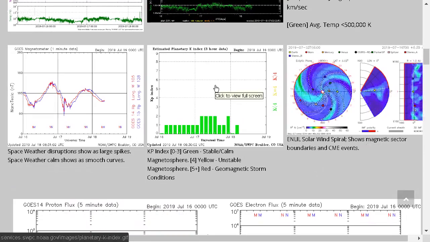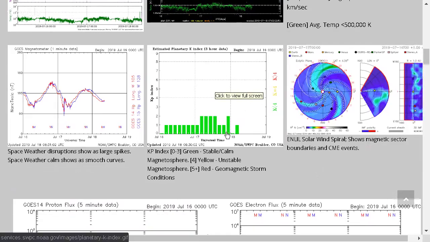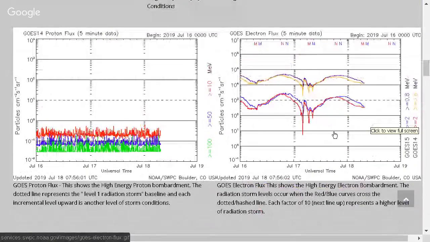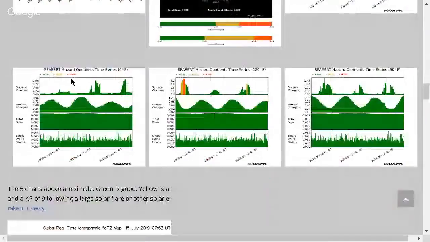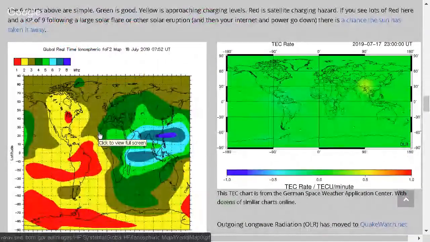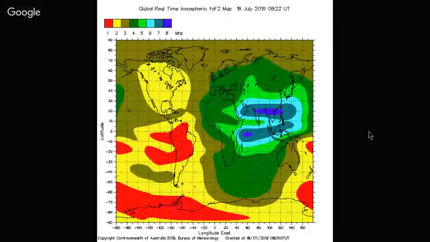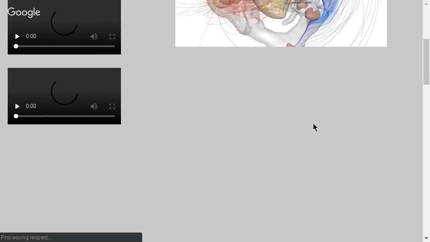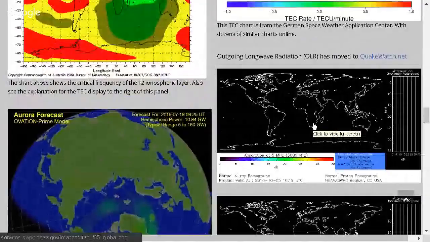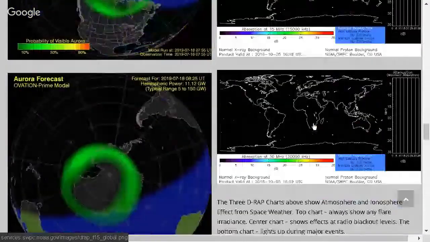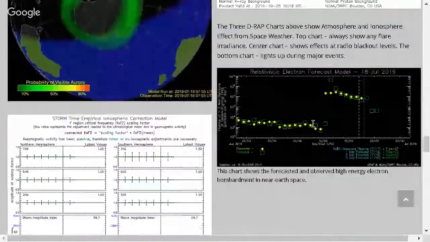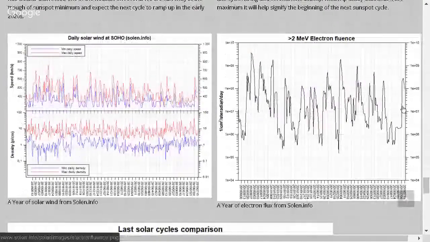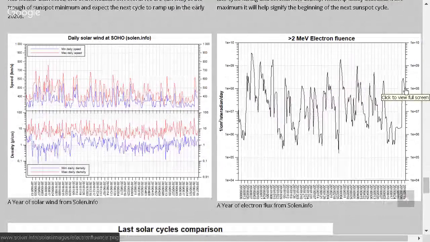KP was at 0 at midnight, and it's come up to 1 since then due to a slightly increased solar wind density. Electron flux is looking pretty smooth and in a nominal range. We see no type of charging hazards. F2 layer is very discharged, especially on the nighttime side, not as discharged as it was yesterday. No real surprises there. Aurora forecasts are going to be pretty basic. And there you have the week auroral forecasts for Borealis and Australis. And there's a relativistic electron flux. It's come off its high levels here.